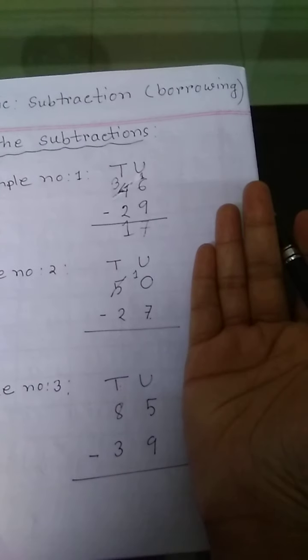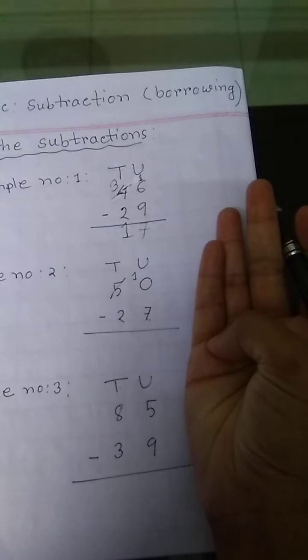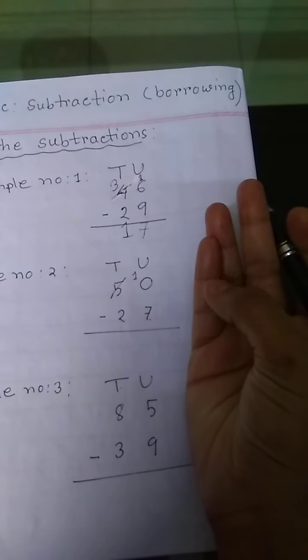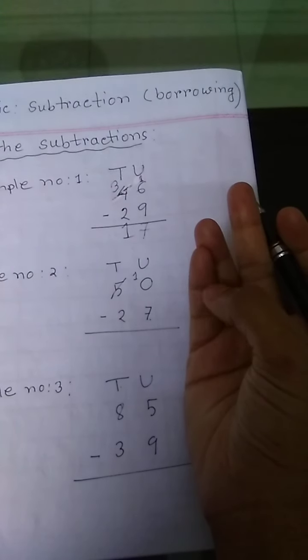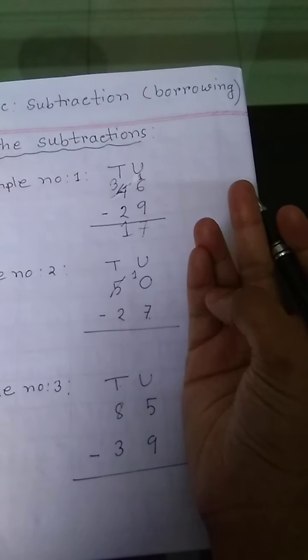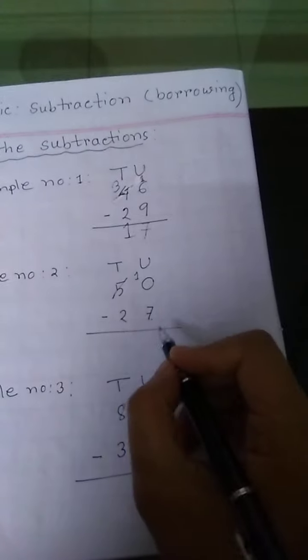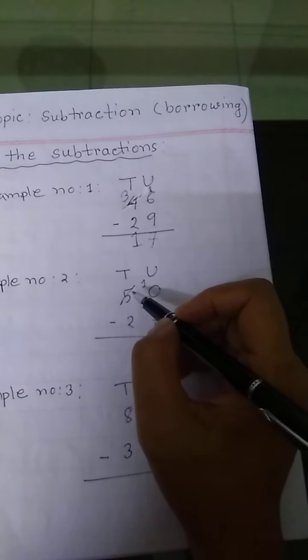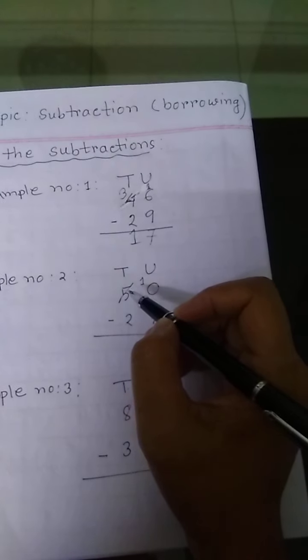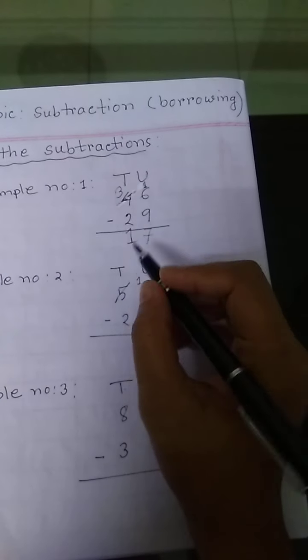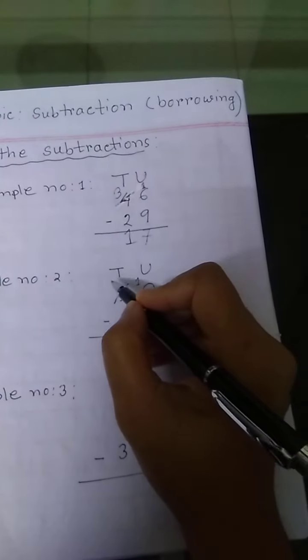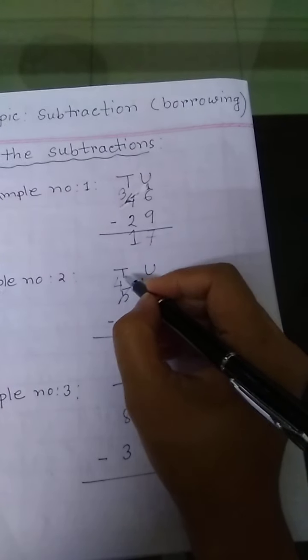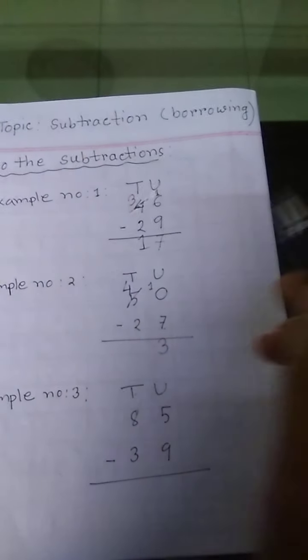Now subtract 7: 8, 9, 10. Right? Where have I stopped my counting? Here on number 3. So the answer will be 3. And as I have borrowed 1 from 5 tens, what will we do? Here will be 4 instead of 5.